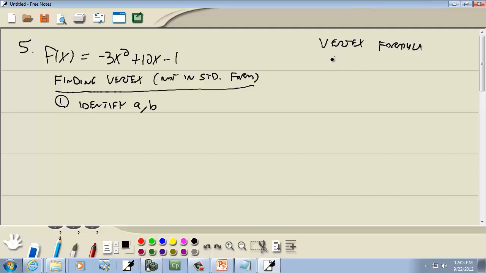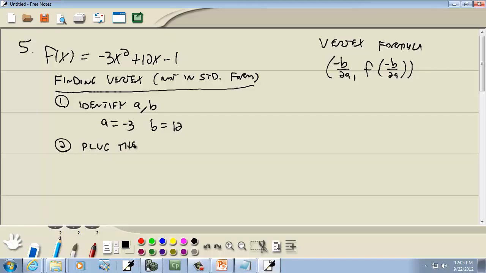Vertex formula is negative b over 2a, and f of negative b over 2a. So we identify a and b. Now a is the number that's before x squared, which is negative 3, and b is the number that's before x, which is 12. Now step 2, plug these values into negative b over 2a and simplify.